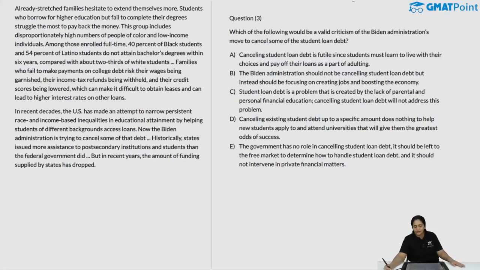Option A: Cancelling student loan debt is futile since students must learn to live with their choices and pay off their loans as part of adulting. Now, historically, students have gotten some funding, either state funding or federal funding, according to the passage itself. To say that people should pay for their own loans is not in line with what has historically happened. Historically, they have gotten help from the state government, from the federal government. So A is not really a criticism of this move, because this move is in line with what has happened earlier.